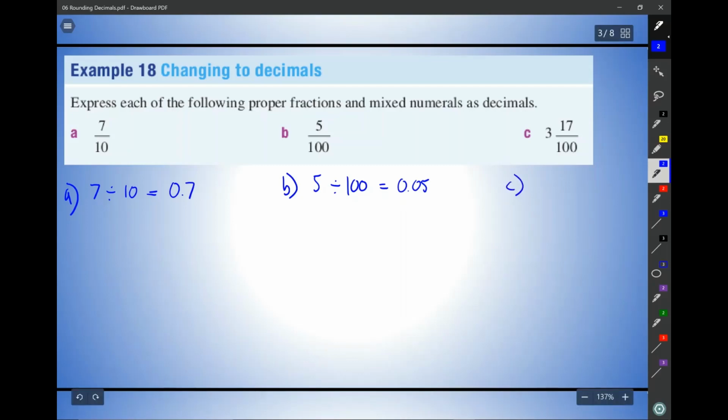Now the last one, we can change it to an improper fraction first. 100 times 3 is 300, plus 17 is 317 over 100. And then if we put this into our calculator, we should get the answer.